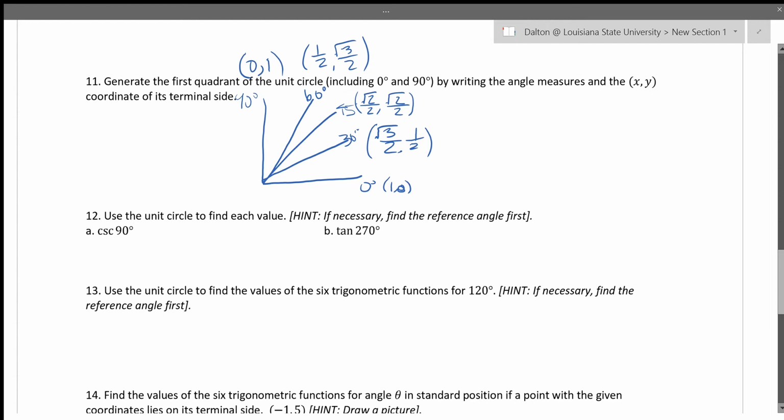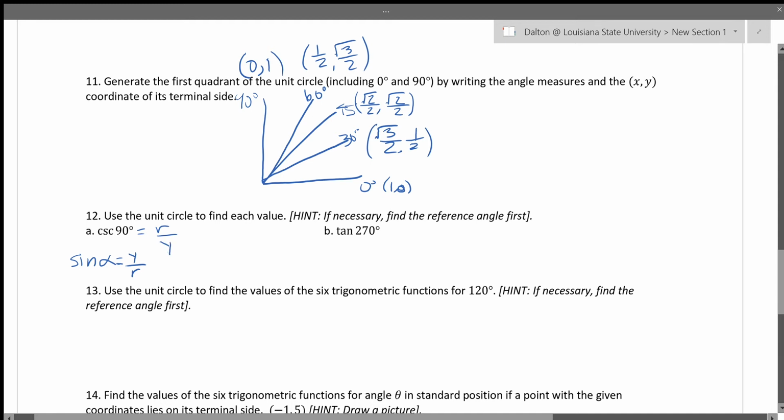Well, the thing to remember here is that cosecant is paired with sine, right? So if you remember that the sine of some angle alpha is y over r, and again, if we're in the unit circle, we know the radius is 1, then the cosecant is going to be the reciprocal of this. So the cosecant of 90 is going to be r over y.